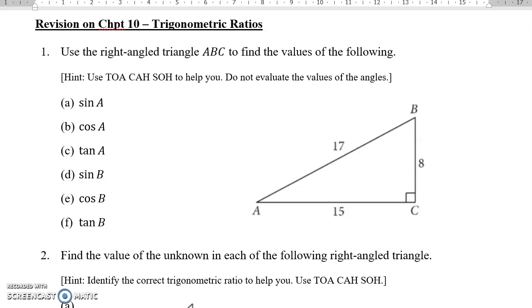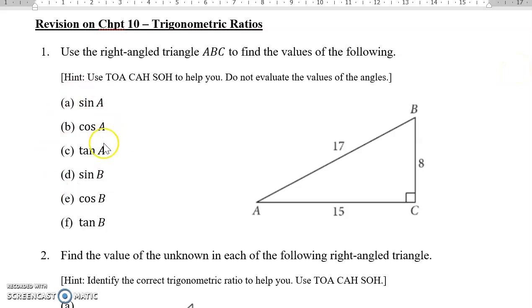We'll be going through the worksheet given last week during FGC. This is for Chapter 10, Trigonometric Ratios. For question 1, they want us to use the right angle triangle ABC to find the values of the following. The hint given is to use Tuakaso to help you, and the reminder that you do not need to evaluate the values of the angles.